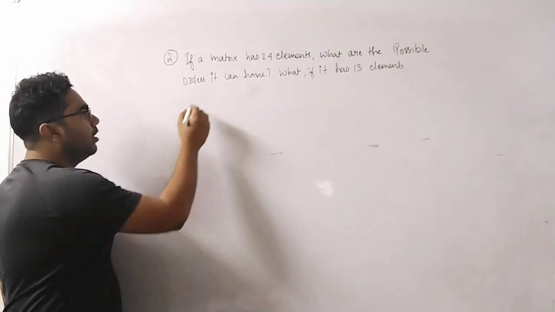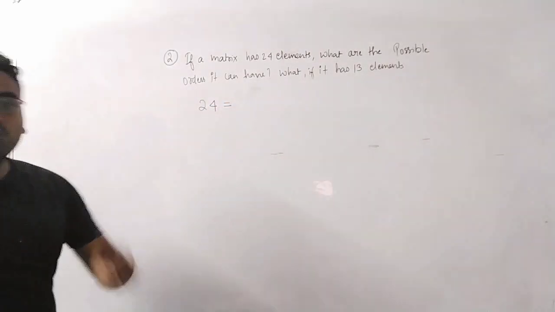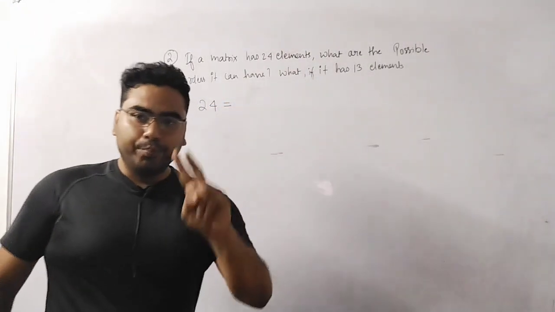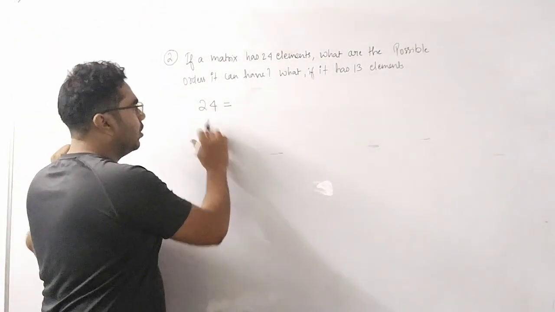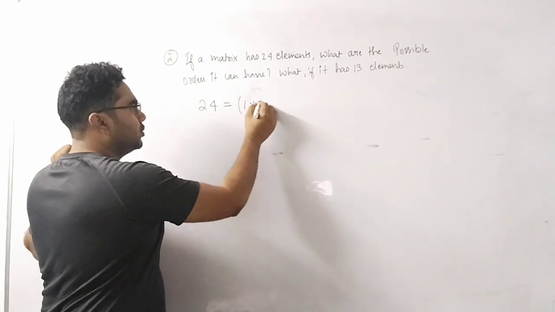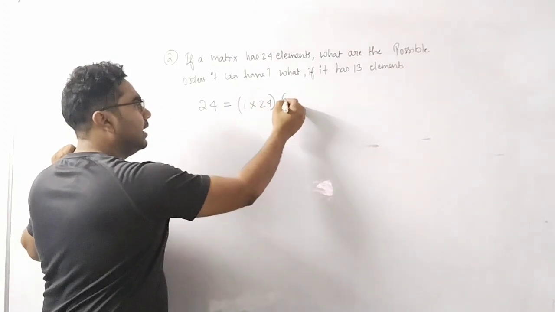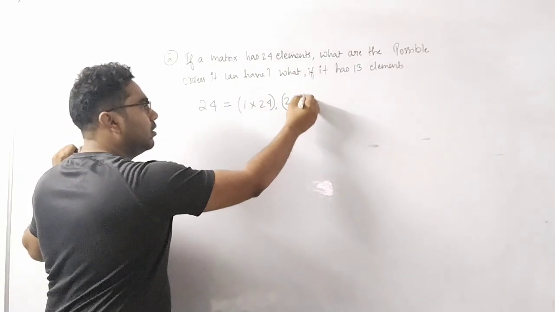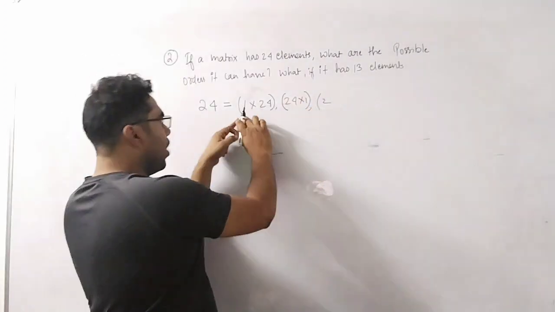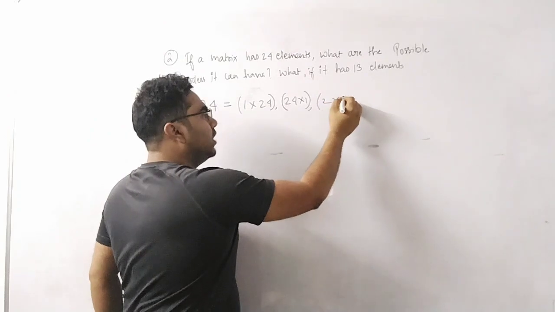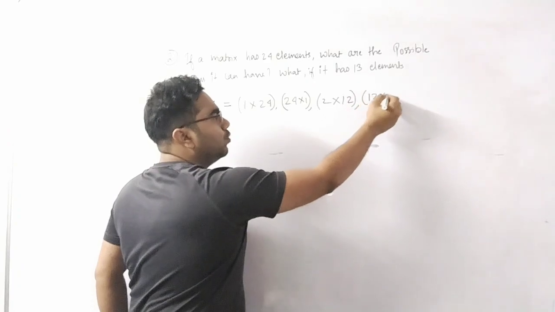Simply write 24 and deconstruct it into a product of two natural numbers. What will be the product of two natural numbers giving 24? 1 into 24 is the first one. We can say the reverse order of this one, that is 24 into 1. Moving ahead, 2 into 12, which gives 24. Reverse order, 12 into 2.